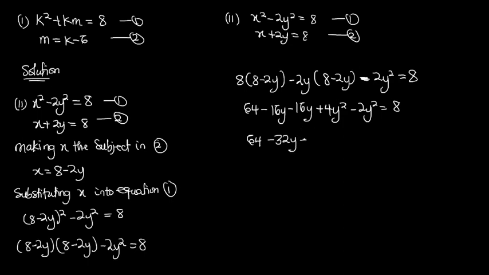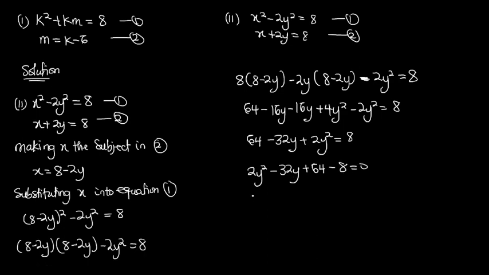Then I have plus 4y squared minus 2y squared will give me 2y squared is equal to 8. Okay, so from here, let me rearrange this equation. Let me bring 2y squared first. So I'm going to have 2y squared, then minus this 32y, then I write plus 64, and then I'm going to bring this 8 to the other side of the equal to sign, so it becomes minus 8 is equal to 0.